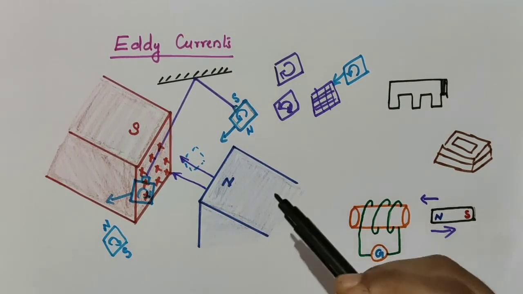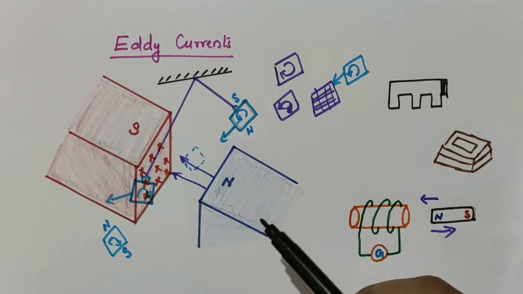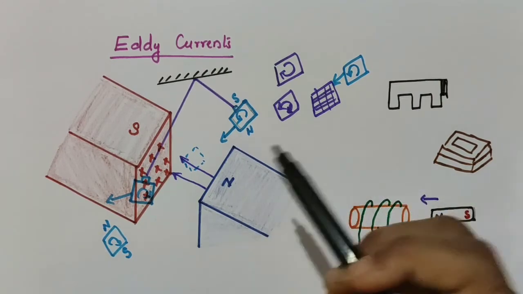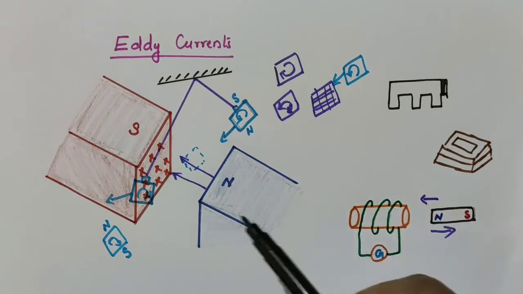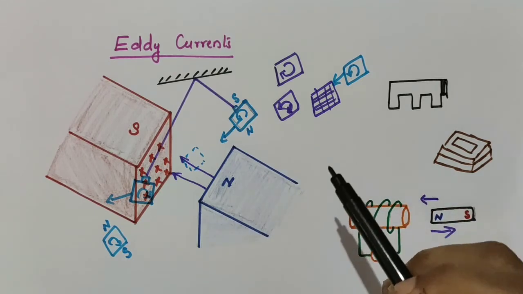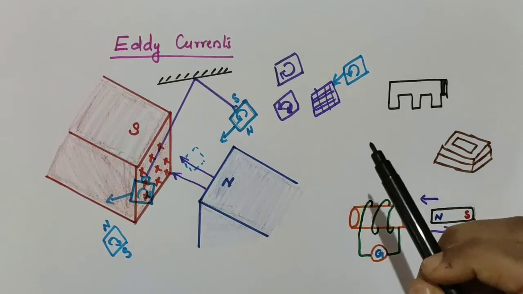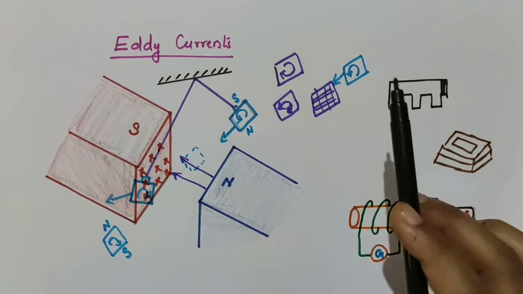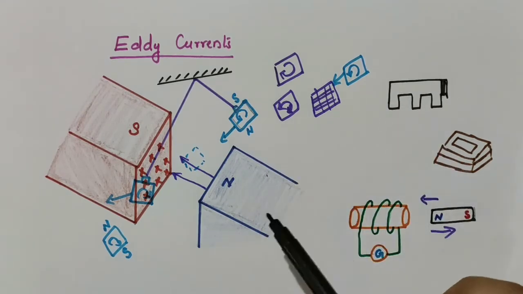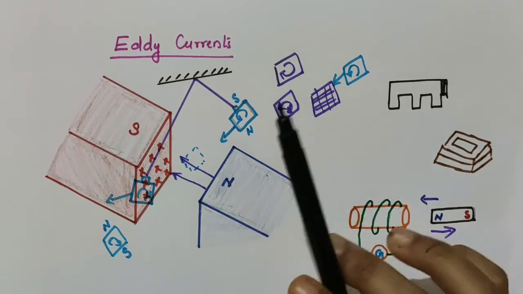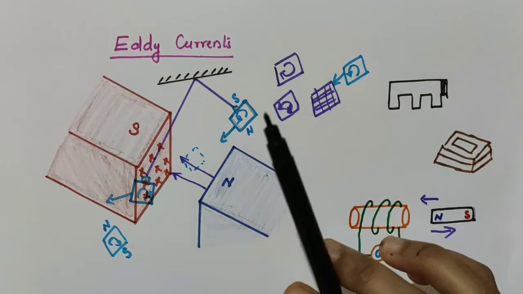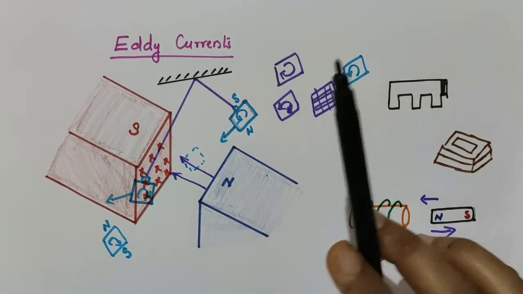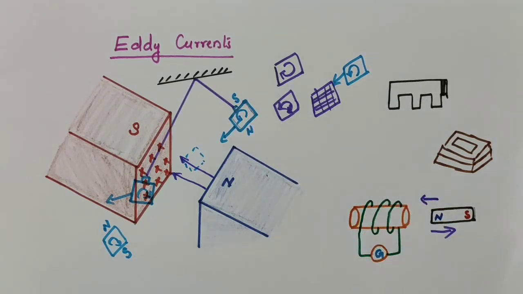One of the applications of eddy currents is in a galvanometer, which uses electromagnetic damping like what I have discussed just now. In a galvanometer, the coil oscillates or deflects in the presence of the magnetic field provided there. Some eddy currents get produced in it, oppose the motion and bring the coil to rest quickly.